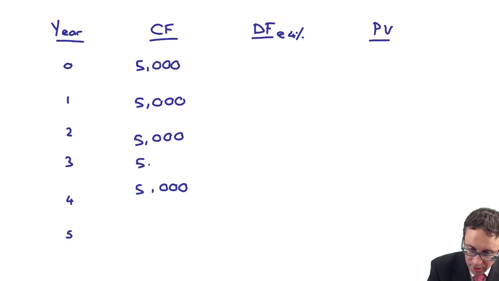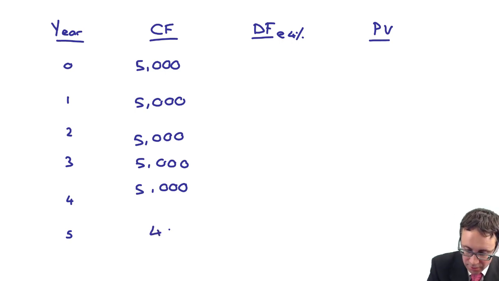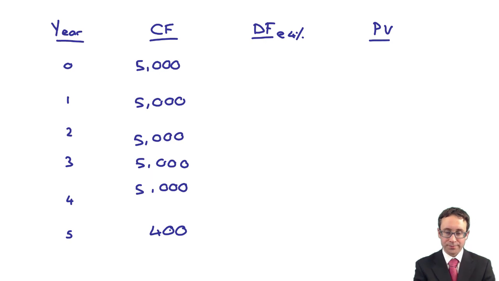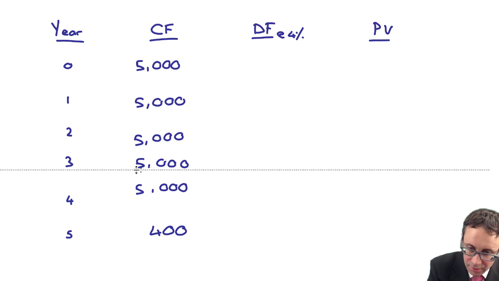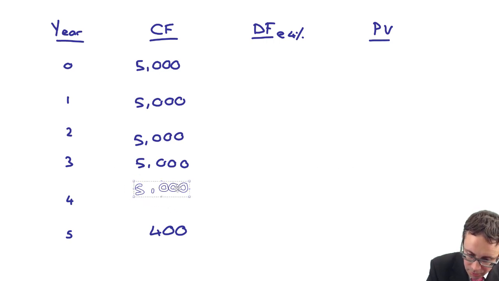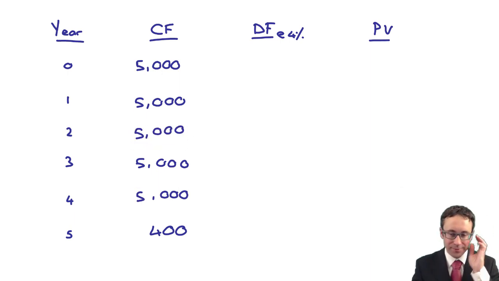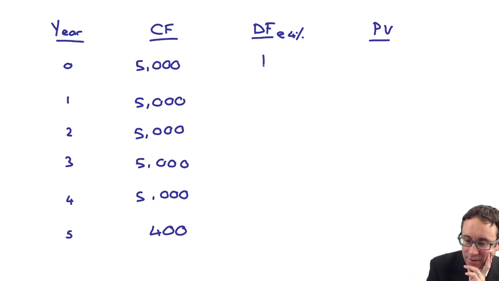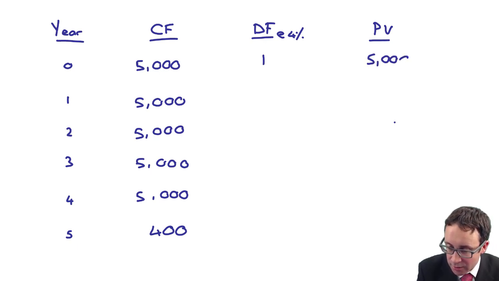I've missed one out in the middle there, haven't I? Just see it. There we go. And then in year 5, you've got 400. Okay, excellent. Let me just move that one down a little bit. Oh, careful, wrong button. Let's just move that down a fraction. Let's move that up a fraction. There we go. That looks a little bit better. You've then got your discount factor. So your discount factor at T0 is 1, whatever the percentage may be. So that is there as 5,000.